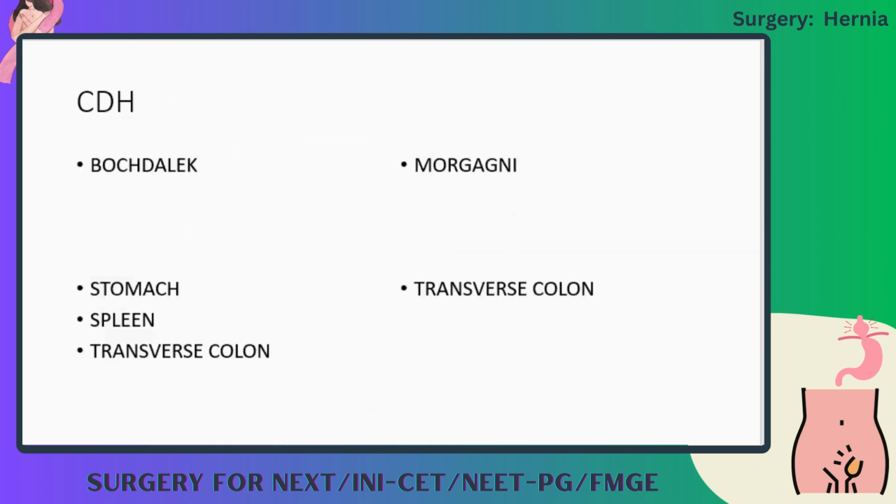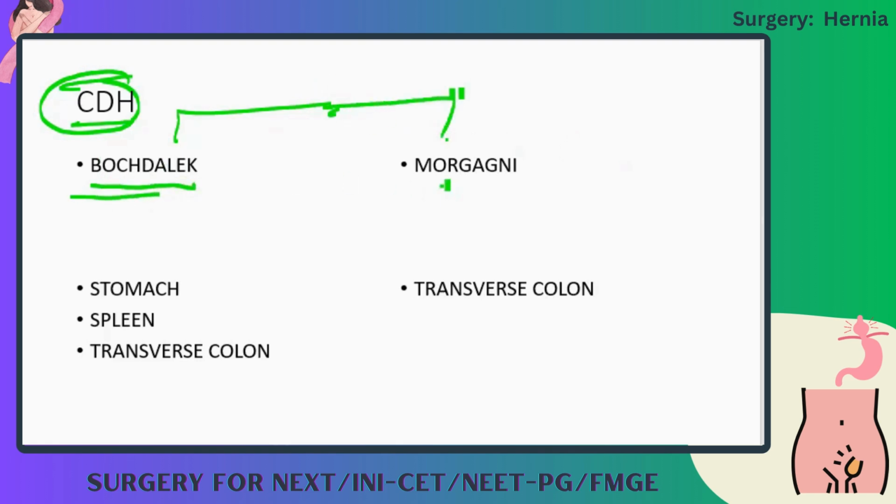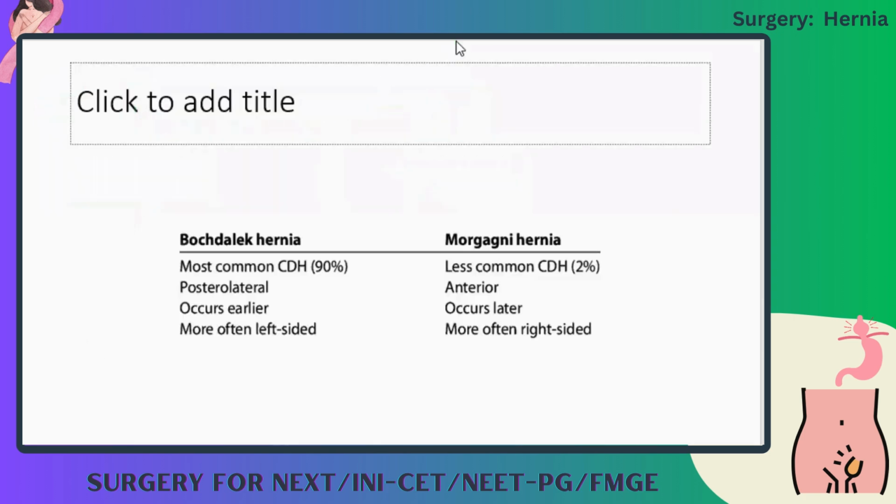This is congenital diaphragmatic hernia. This is very important from our MCQ point of view, so pay attention here. There are two types. I have never seen a case of this, but a lot of questions will be asked. One is Bochdalek hernia and one is Morgagni hernia. Remember the names. Bochdalek hernia is the most common congenital diaphragmatic hernia.